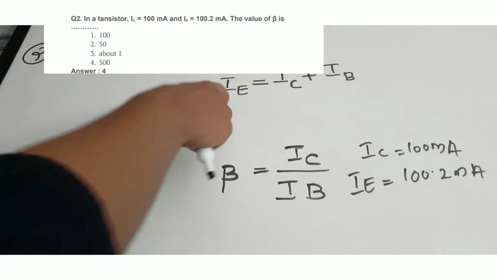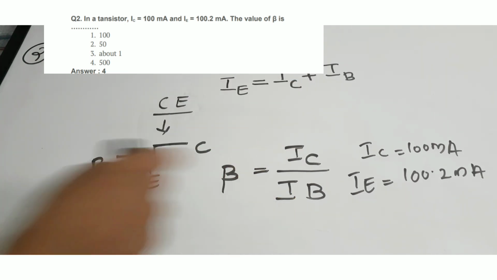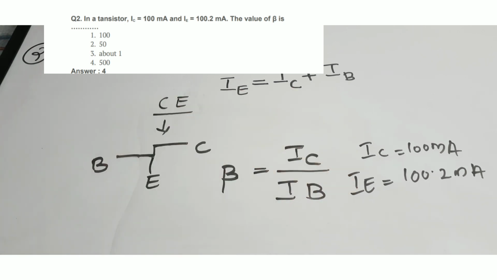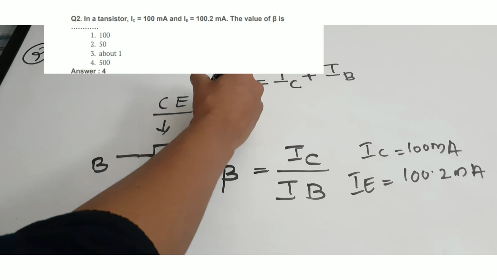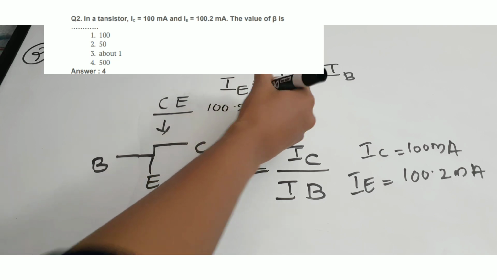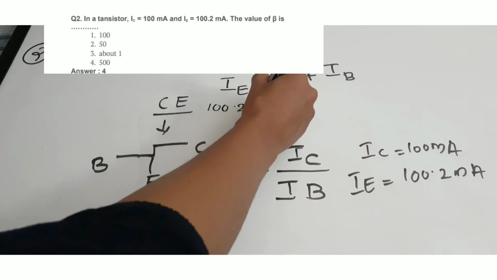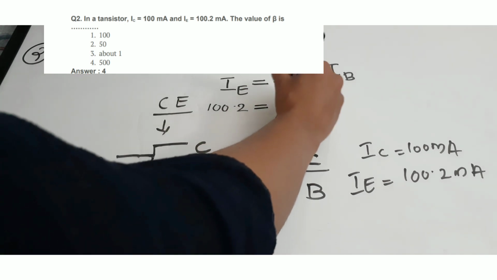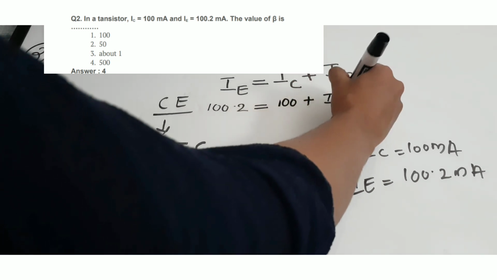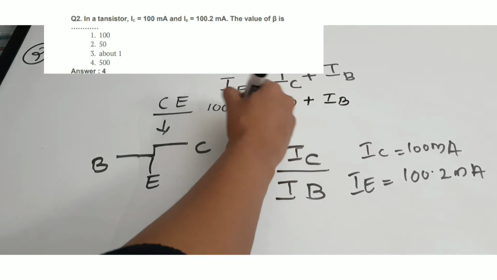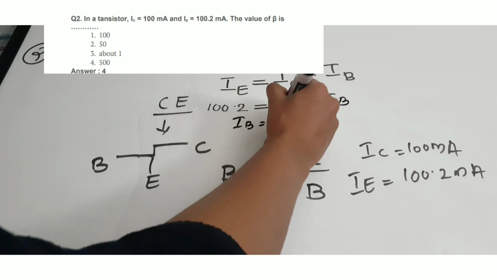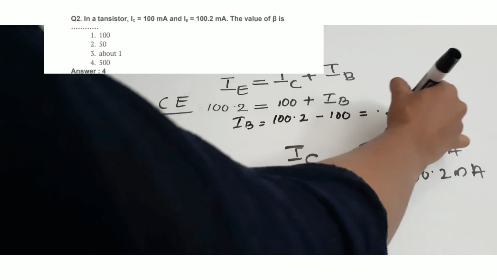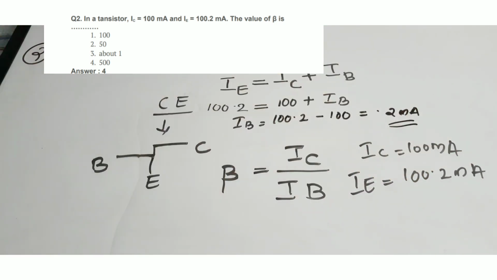Now from this expression we can find the value of base current, because we know the value of emitter and collector current. So we'll substitute it here. 100.2, all the values are given in milliamperes. So 100.2 is equal to 100 plus IB. From this we will get IB equal to 100.2 minus 100, that is 0.2 milliampere is the value of your base current.